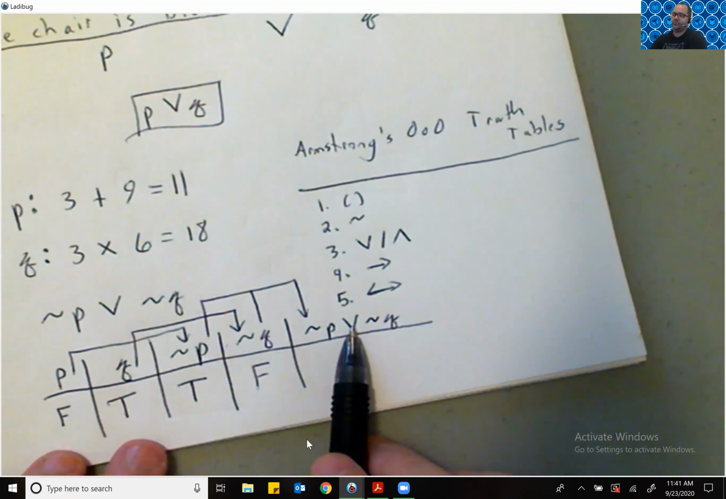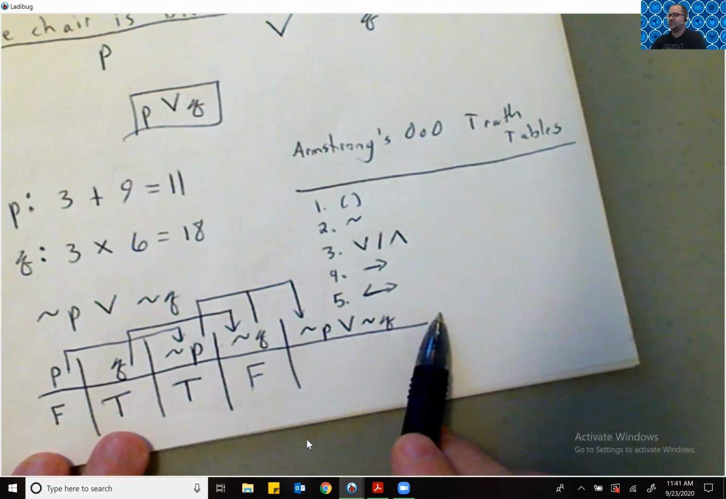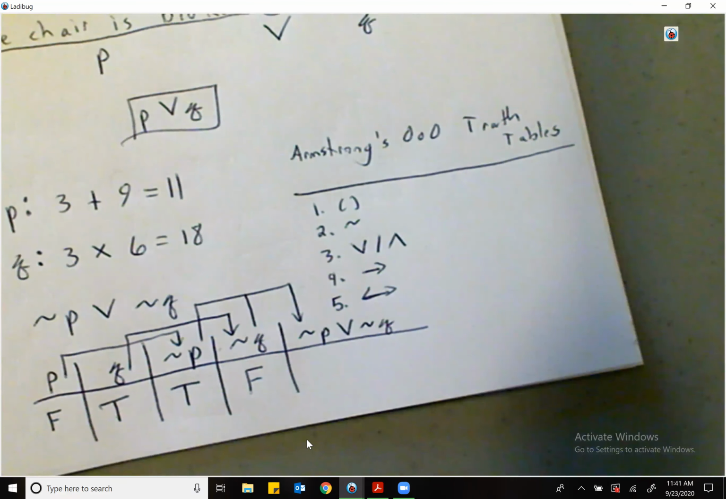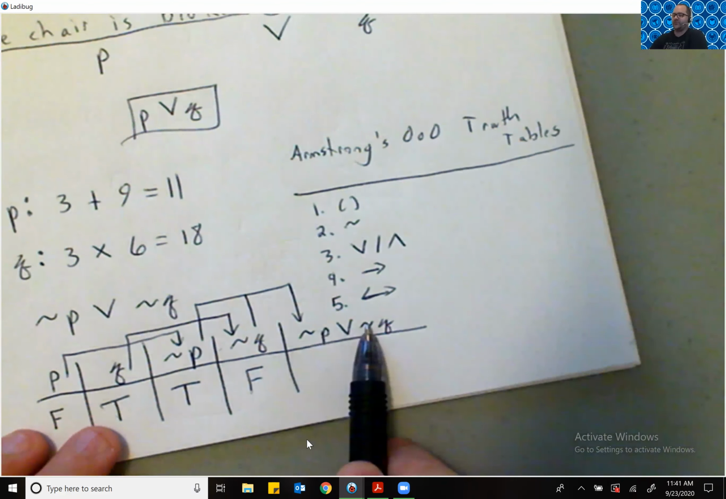Ors are only true when what happens, or is it ors are only false when what happens? What can you tell me about ors? I think I heard that they're only false when both things are false. If one of the things is true, then the whole thing's true. All right. So ors are only false when both are false.